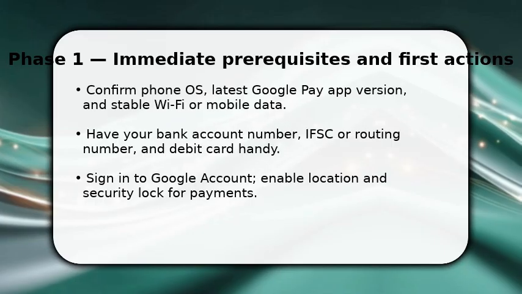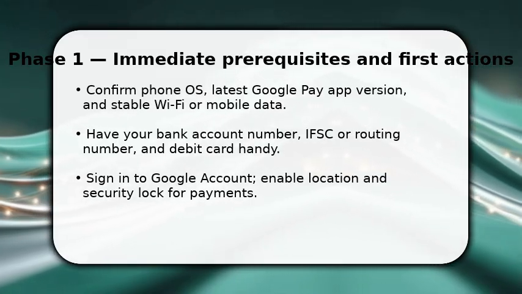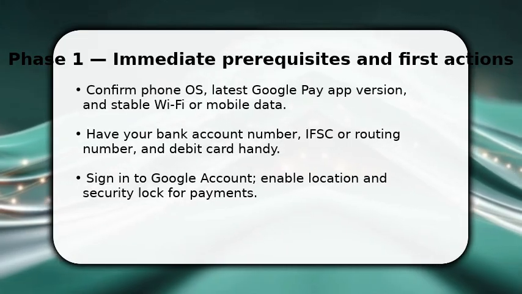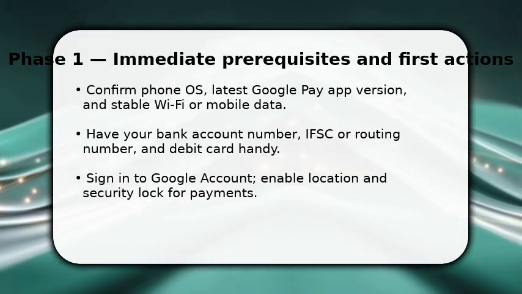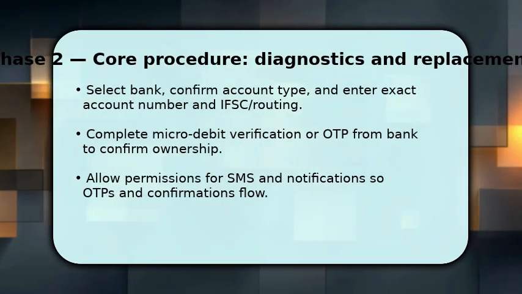Tap Add Bank Account now and choose your bank from the list. This begins the verification handshake between Google and your bank, so proceed without delay. Next, select your bank and input the exact account number plus IFSC or routing number.